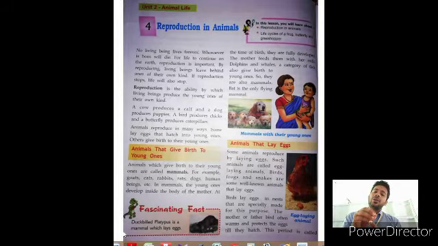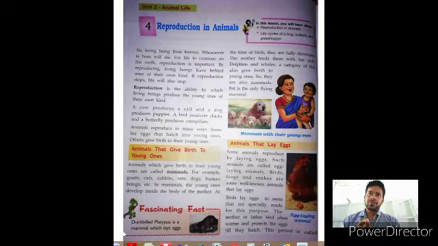Besides all these animals, there are some animals like dolphins and whales, which look like fish, that also give birth to young ones. So they are also mammals. Bat is the only flying mammal. So these are the facts about animals that give birth to young ones.